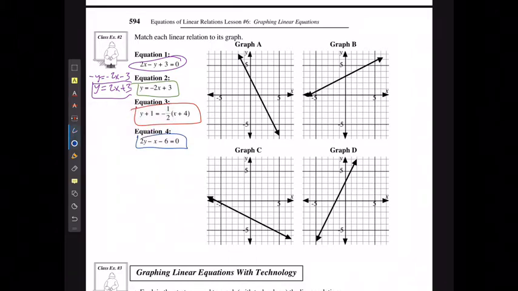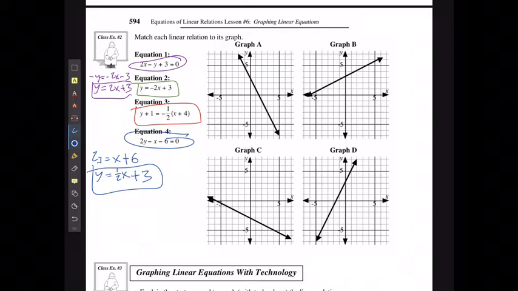I'm going to do the same process. I'm going to put it into slope-intercept form. So I'm going to start by isolating the y. 2y is equal to x plus 6, divide everything by 2, y is equal to 1 over 2x plus 3, and there's my equation 4. Now I can figure out what all of them are based on the graphs.